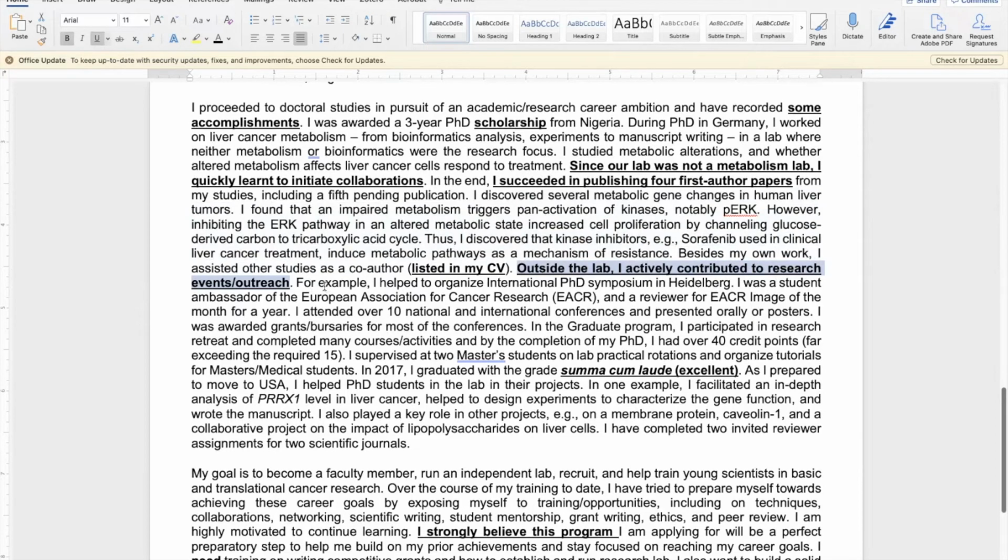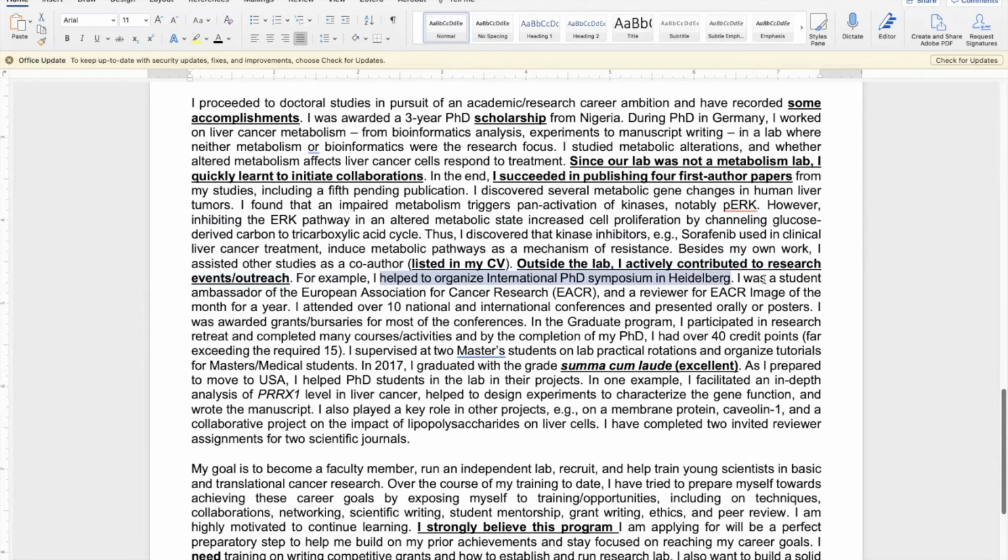And I give examples. For example, I helped to organize the International PhD Symposium in Heidelberg. That's an example. I was a student ambassador of the European Association for Cancer Research. That's another example. And a reviewer of the European Association for Cancer Research Image of the Month for 1 year. That's another example. So you give specific points. Then I was one of the organizing committee members. If you search the catalog of USCR members, you will see my name. I think you should also mention that I'm an ambassador. This one may not be verifiable because the reviewers are sometimes anonymous.